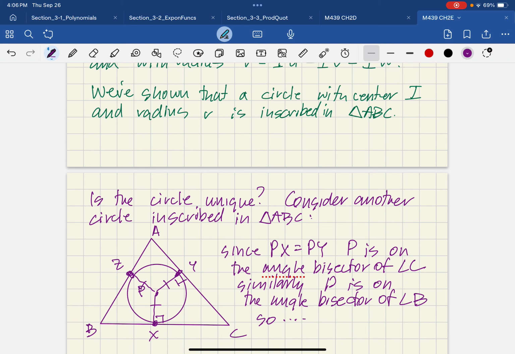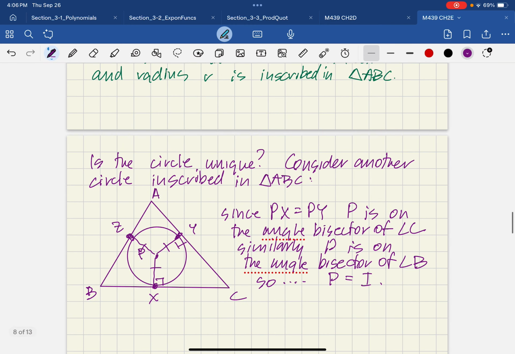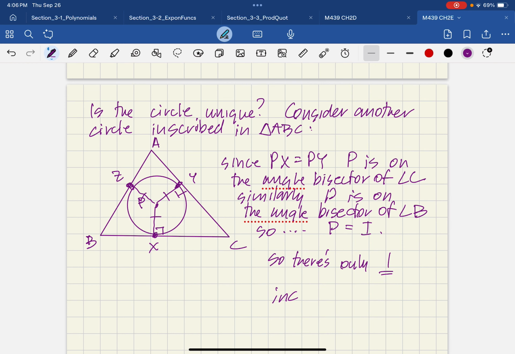So what do we conclude? Well, if P is the spot where the two angle bisectors meet, then P has to be equal to I. So indeed, for any inscribable circle inside of a triangle, the center of the circle has to be the incenter. So there's only one incircle for a given triangle ABC.